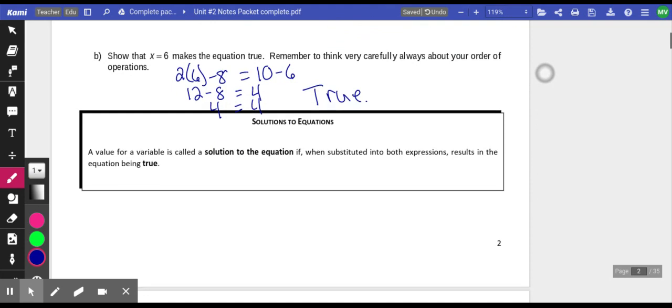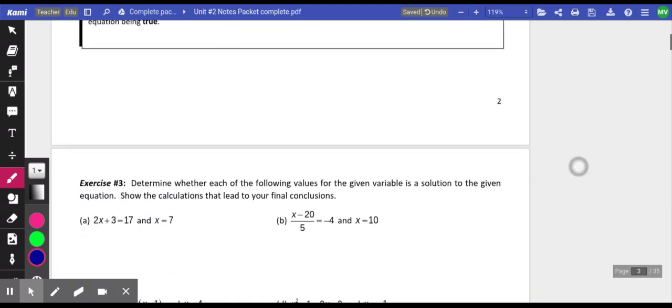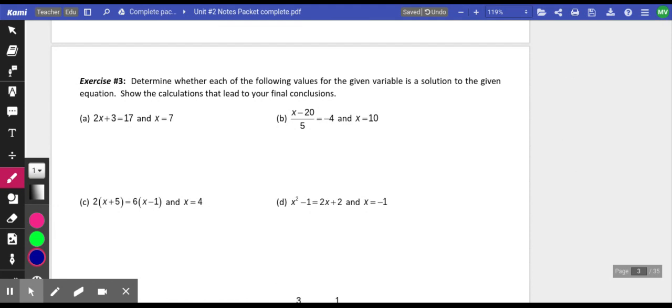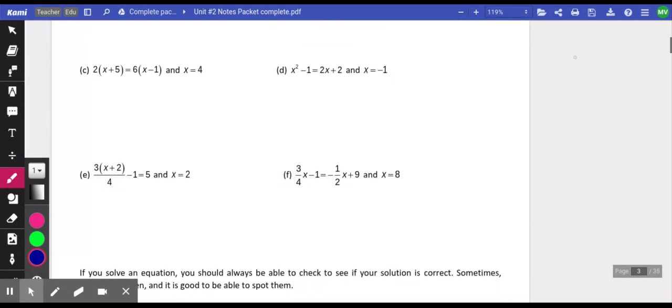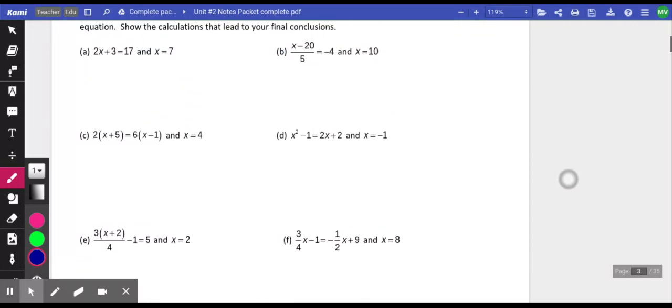Solutions to equations: a value for a variable is called a solution to the equation if when substituted into both expressions, the result is an equation that's true. So, number 3, determine whether each of the following values for the given variable is a solution to the given equation. Show the calculations that find your final conclusion. So I want you to pause and try all 6 of these and then come back and check your answers.